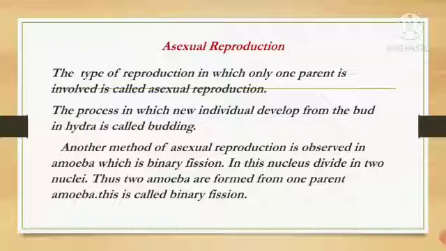The process in which a new individual develops from the bud in hydra is called budding. We have 2 methods of asexual reproduction. One is budding and second is binary fission. Another method of asexual reproduction is observed in the amoeba, which is binary fission. In this, nucleus divides into 2 nuclei. Thus, 2 amoeba are formed from one parent amoeba.